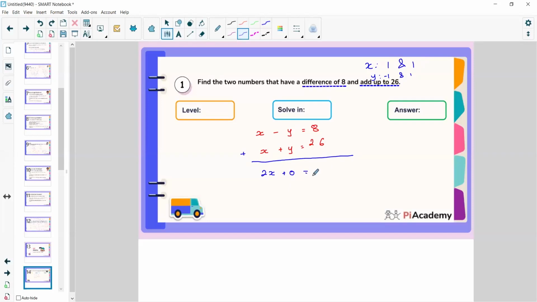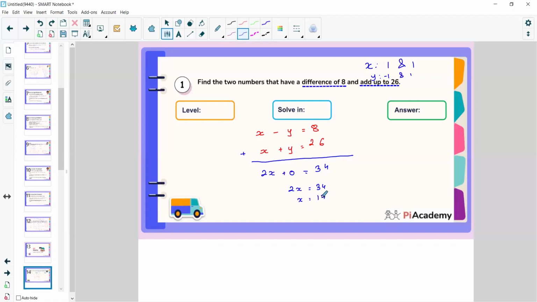And what is 26 plus 8? 34. So what do we have now? 2x plus 0, that is 2x equals 34. Getting the value of x as 34 divided by 2, which is 17. So what is the value of x? The value of x is 17.